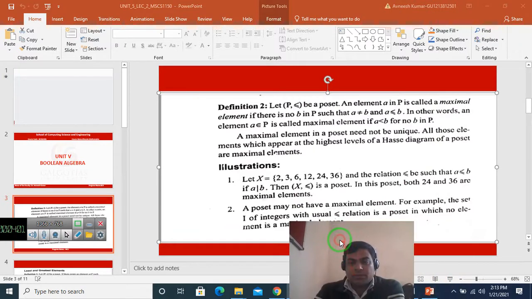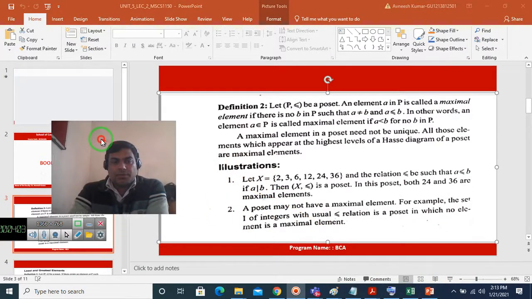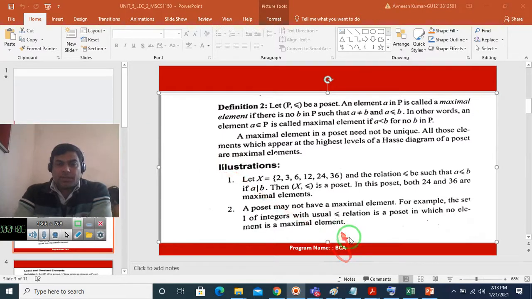Next, a partially ordered set may not have a maximal element. For example, the set I of the integers with the usual relation less than or equal to is a partially ordered set in which no element is a maximal element, because this is an infinite set. So every integer is less than some other integer, so there is no maximal element. If we consider this set to start with 1, then the minimal element should be 1, otherwise we can't find the maximal element from this set.